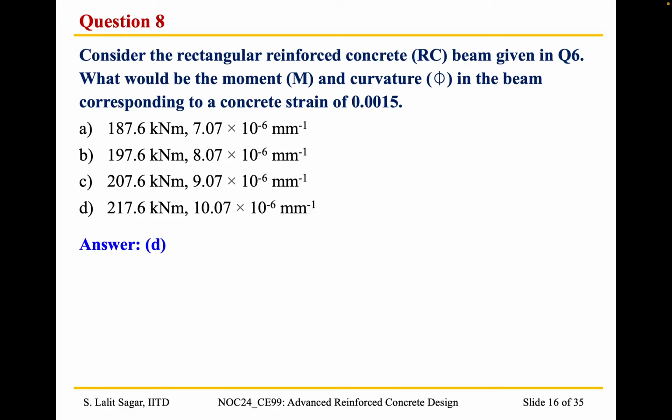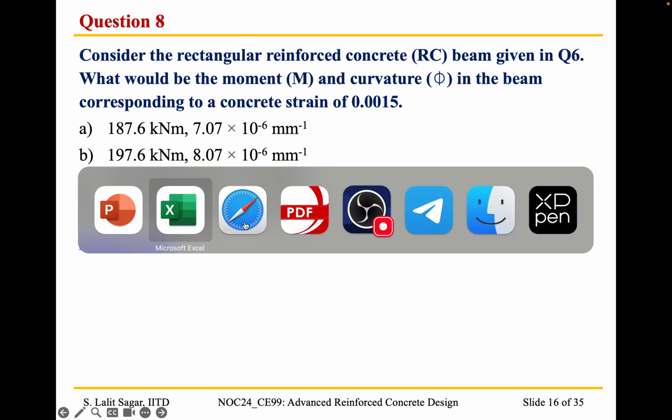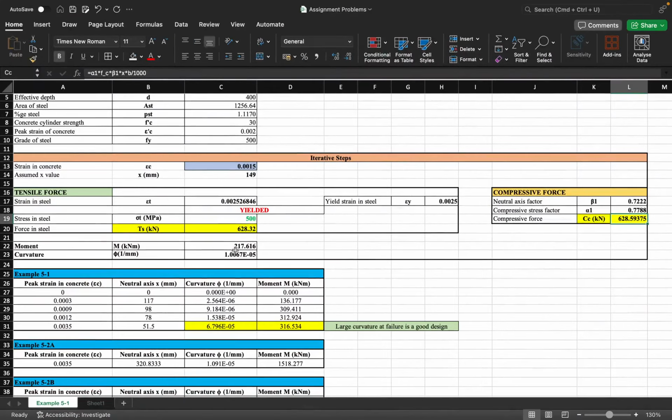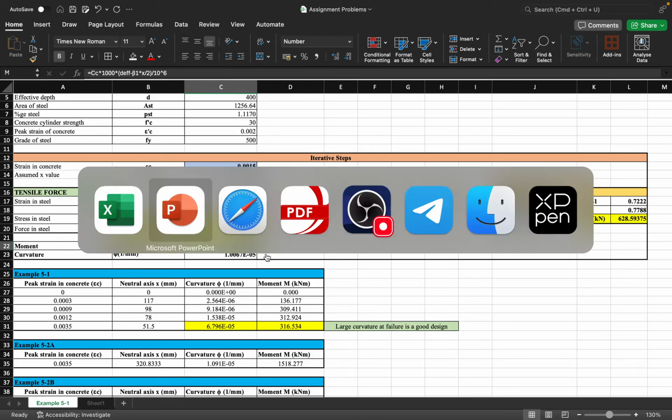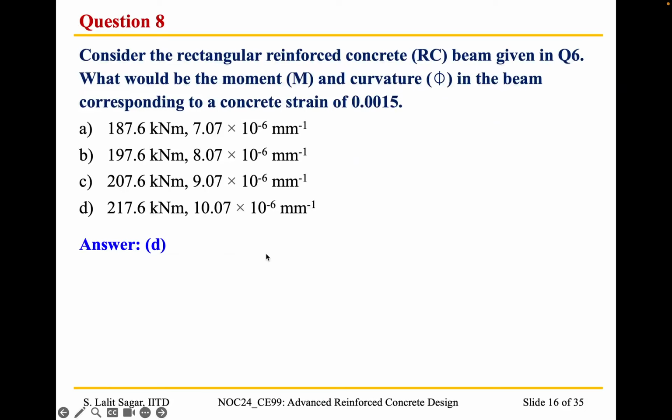So the correct answer is option D, that is 217 and 10.07. So we have M as 217 and phi value is 1.0067 into 10 to the power minus 5, or it can be expressed as 10.067 into 10 to the power minus 6. Okay, so we can go to the next problem.